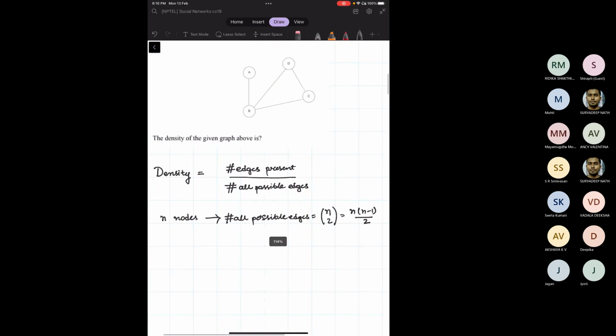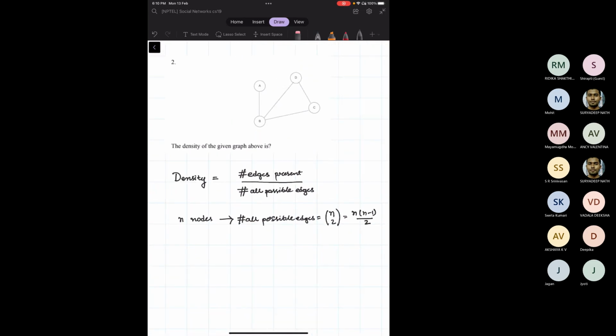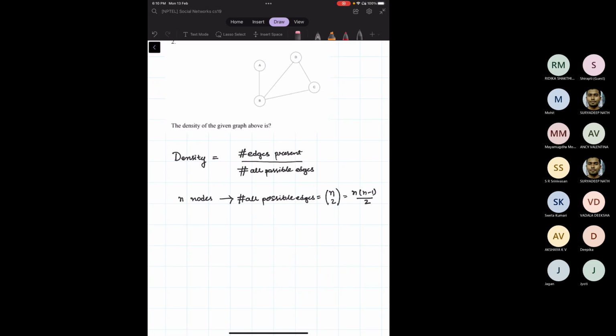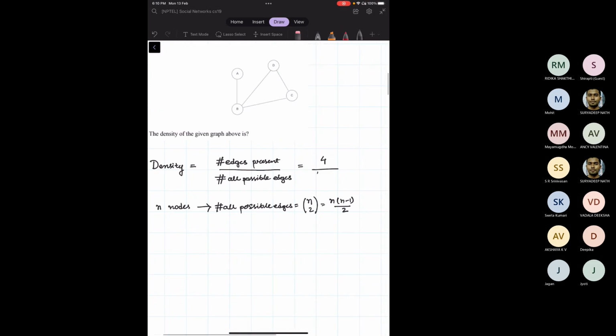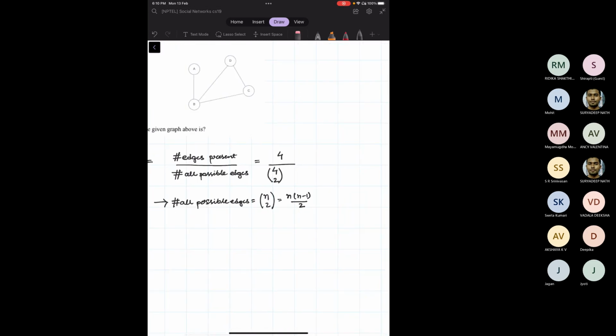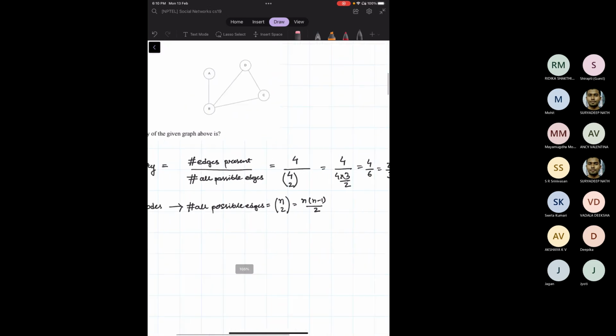Okay, so in this formula, in this given graph, what is the density? It is the total number of edges present. If you count, there are 4 edges present, and in a graph of 4 nodes, the total possible number of edges would be 4 choose 2. So that would be equal to 4 into 3 by 2, that is 6. So 4 by 6, and that is 2 by 3. So this is the density of the given graph.